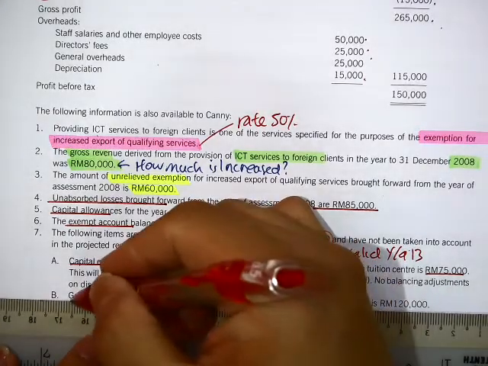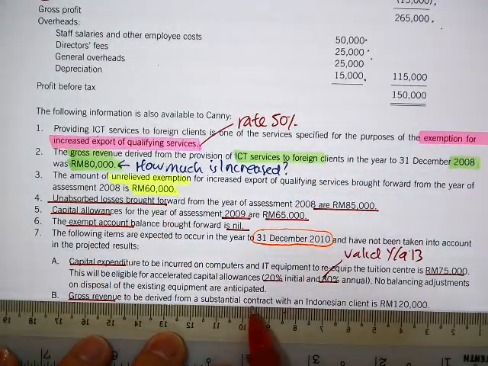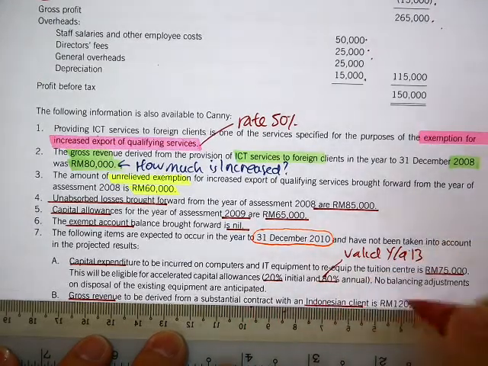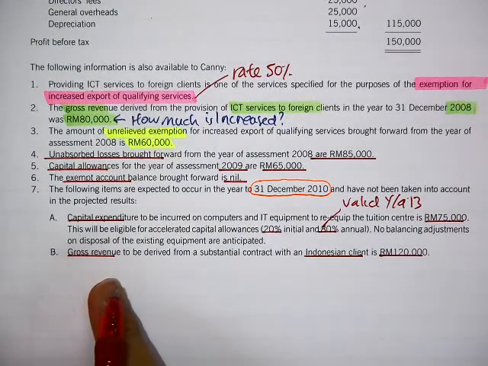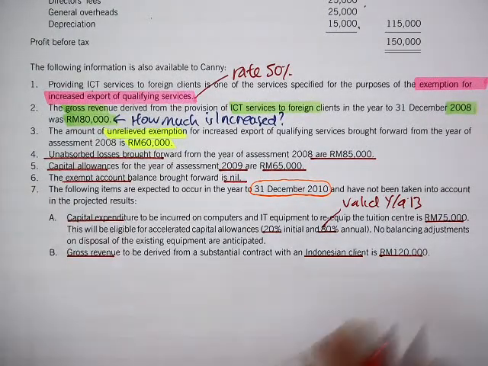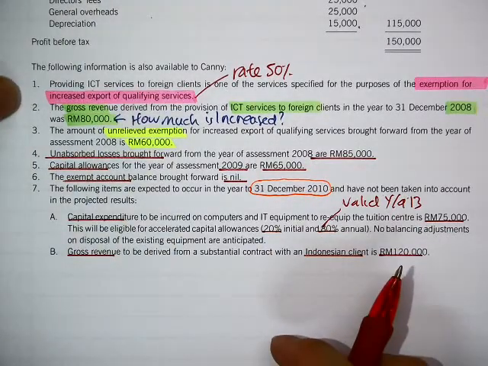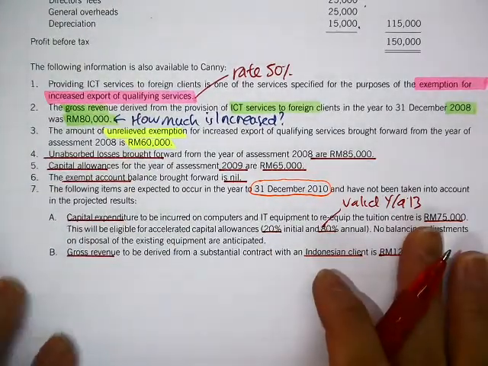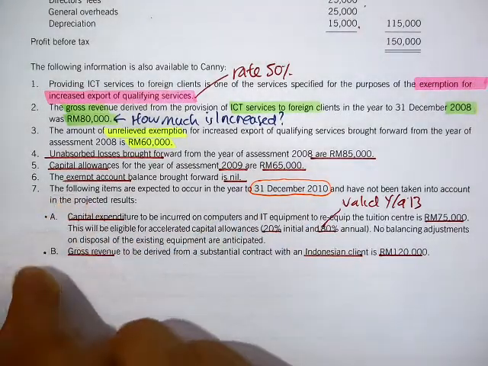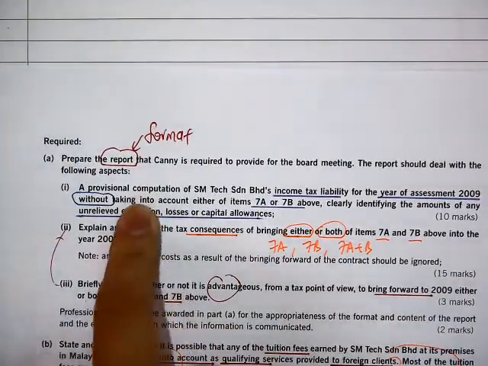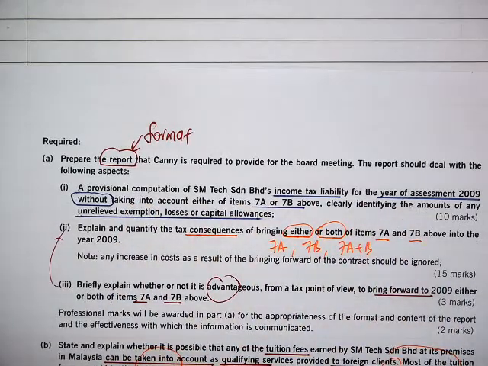Okay. Now the gross revenue from a substantial contract with an Indonesian client is 120. So you're going to have a sale to a foreign client which comes to 120. Now they say without taking into account 7A and B, work out the tax computation for Y09.